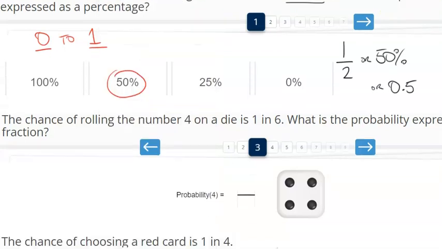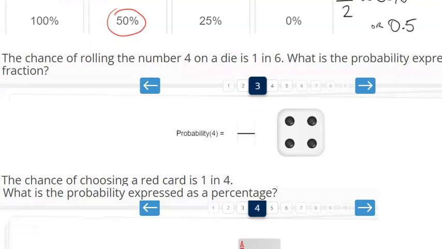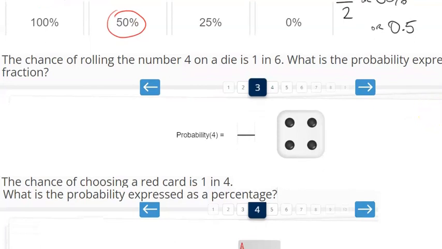Second question over here. The chance of rolling the number 4 on a die is 1 in 6. What is the probability expressed as a fraction? So we know that there are 6 numbers that you can get on a 6-sided fair die, and the odds or the chance of rolling a 4, because there's only one of them, there is a 1 in 6 chance. So this written simply as a fraction is 1/6.